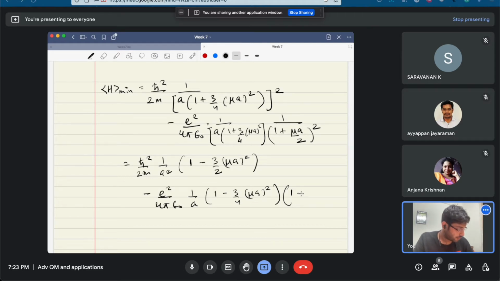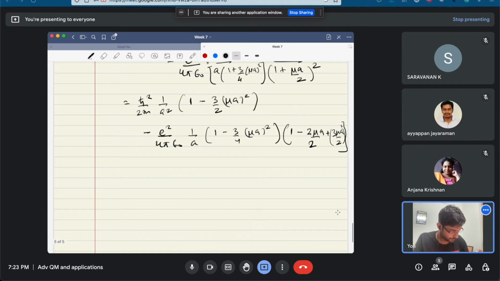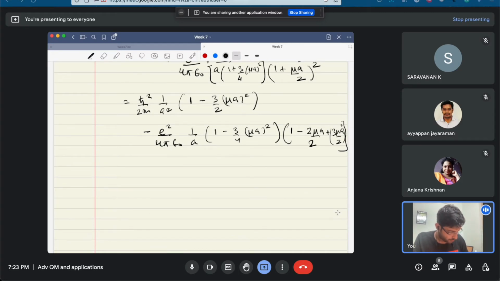Okay, so this is minus 2 by 2, and then we have 3 mu a by 2 whole square, the third term. Okay, so once you have these, then you can do a Taylor expansion, sorry, not Taylor expansion, just simple algebraic multiplications. To square, so this remains as it is, and you only take up to the second order here.